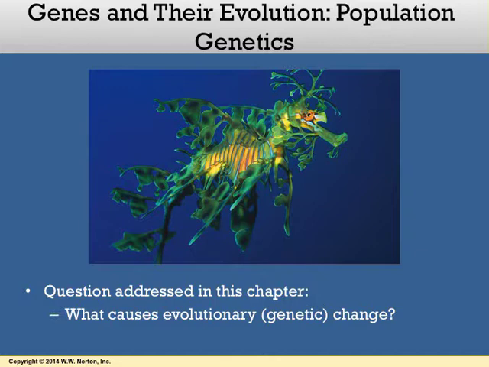The big question we will address in this chapter is, what causes evolutionary, and by that we mean genetic, change? For example, how did changes in genes and natural selection combine to form organisms so amazingly adapted for the environment, such as this leafy sea dragon? This is not a class on leafy sea dragons, so we will use many examples from humans as well.